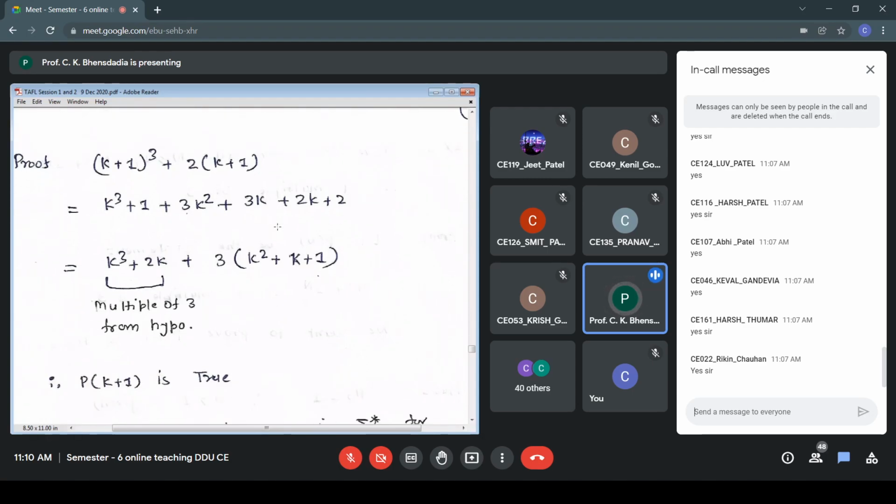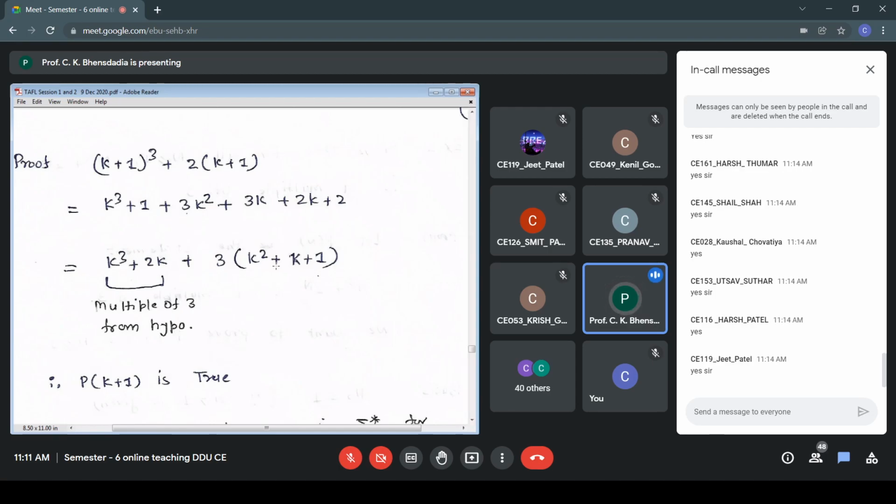So that completes example number 2. In the entire expression, the first part is a multiple of 3 because of the hypothesis, and the second part is 3 multiplied by some term. So the entire expression is a multiple of 3, which we needed to prove. So that completes the proof for P of k plus 1. For n equal to k plus 1, the expression that we get is a multiple of 3. Completes the proof. Is that fine, students? Is that okay?